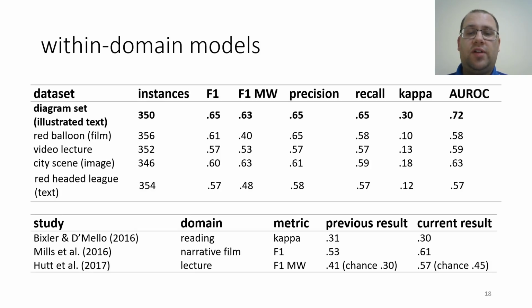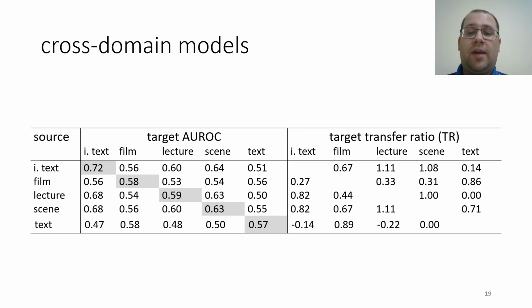The diagram set resulted in the best within-domain models, resulting in an AUROC of 0.72. These results overall are comparable to those from previous studies, shown in the table below. For our cross-domain models, we report the AUROC for each domain pair on the left and the TR on the right. Each cell shows performance of a given model trained using data from the domain in the rows and evaluated using data from the domain in the columns. Within-domain models are on the diagonal.